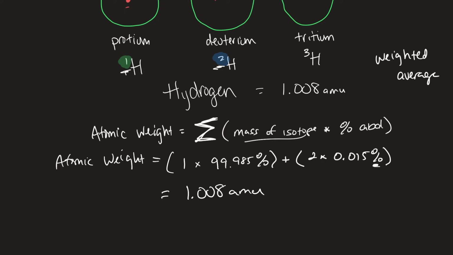Let's look at another example. There are 2 naturally occurring isotopes of chlorine, okay? So we have chlorine 35 and we have chlorine 37. The mass of chlorine 35 is 34.97 AMU, while the mass of chlorine 37 is 36.97 AMU.